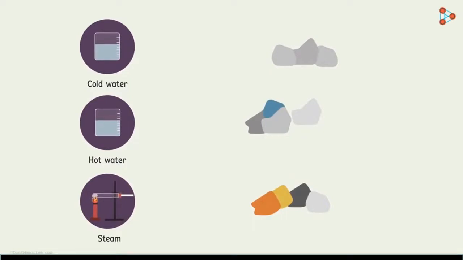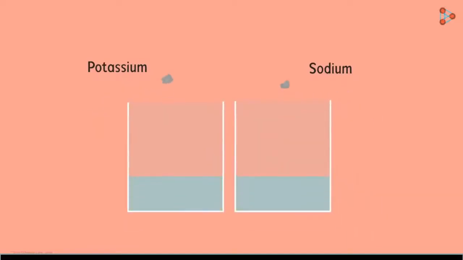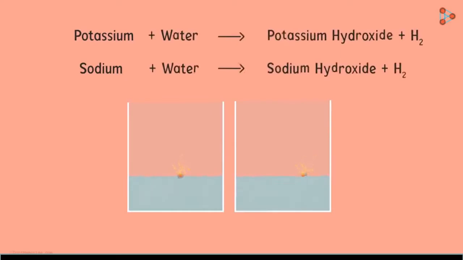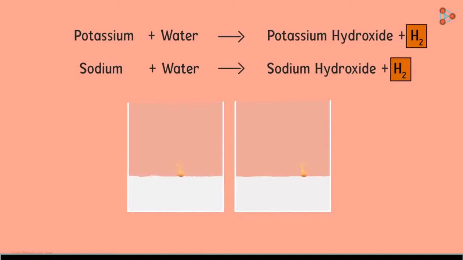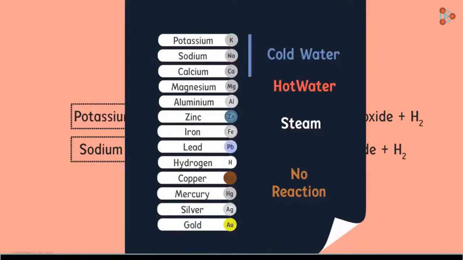Ones which react easily with cold water are more reactive, and the ones which required steam to react are not as reactive. Metals like sodium or potassium react violently with cold water. In the case of these two metals, the reaction is so violent that the evolved hydrogen immediately catches fire. The equations look like this. This hydrogen catches fire immediately after the reaction. That's how vigorous the reaction is. So we know that sodium and potassium are very reactive. Remember, we're still talking about reaction with cold water.